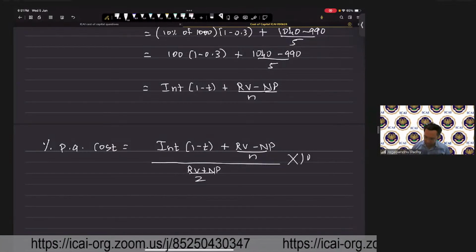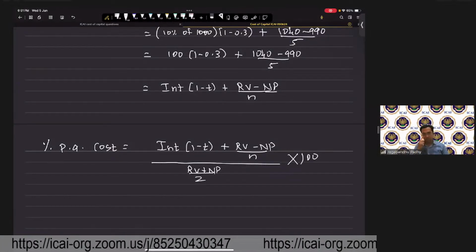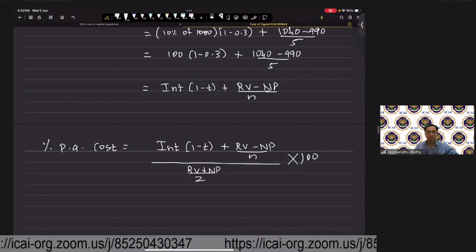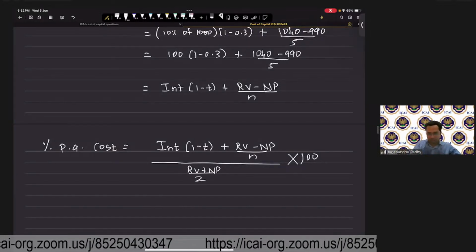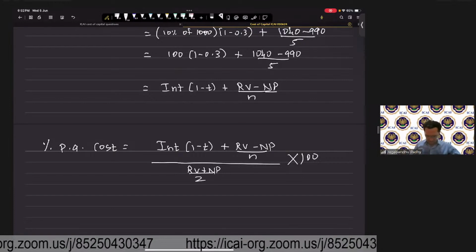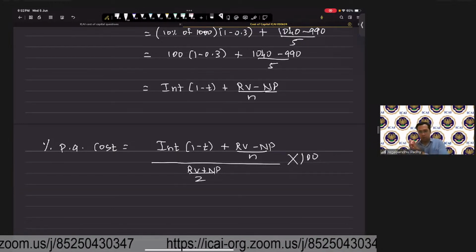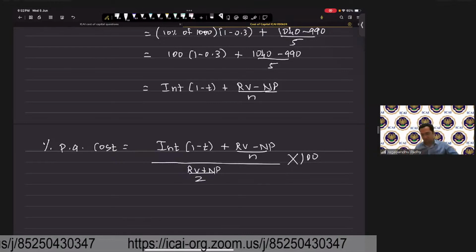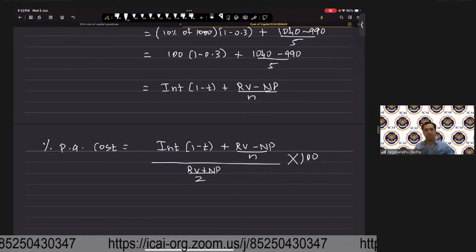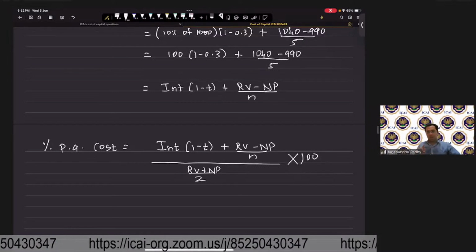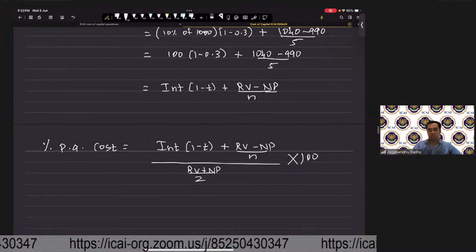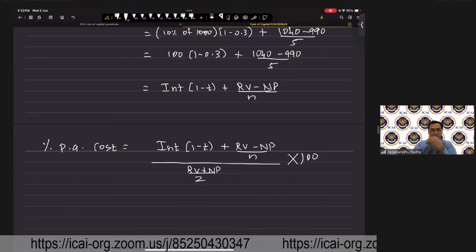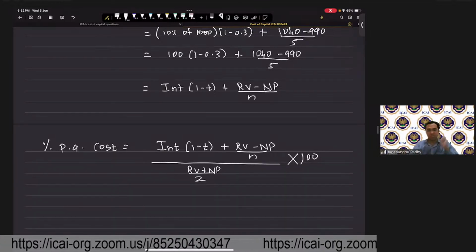And of course, we just multiply it by 100 to get the percentage per annum. Okay, so that's the first part where we are looking at the cost of debt. Cost of debt is computed as percentage per annum cost: interest into 1 minus t plus redemption value minus net proceeds divided by n.